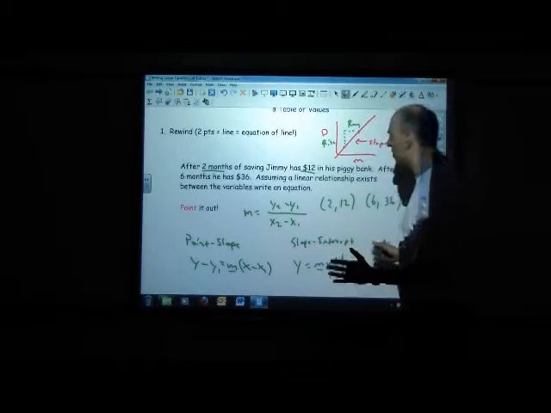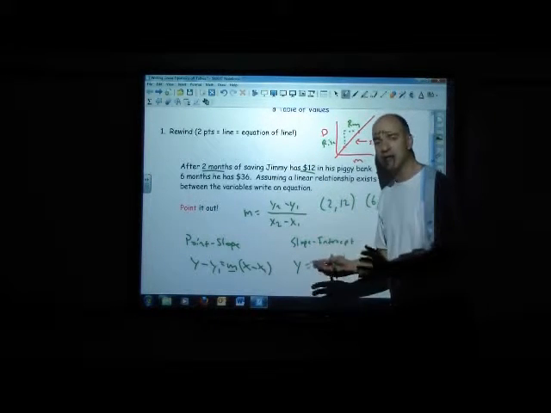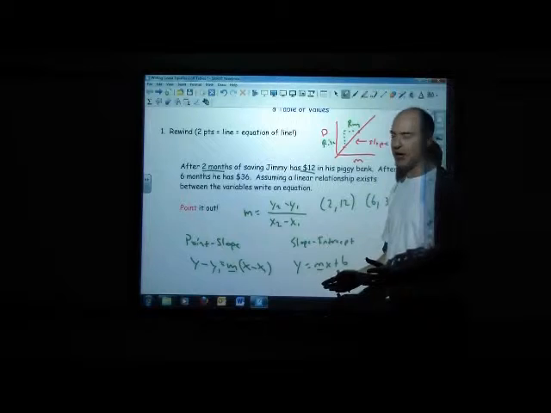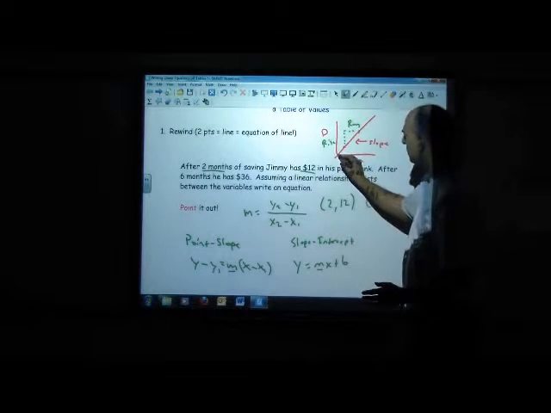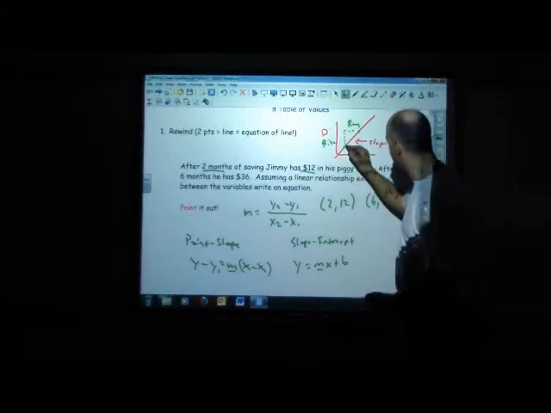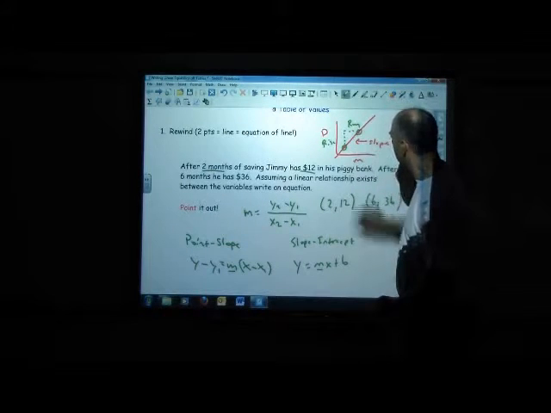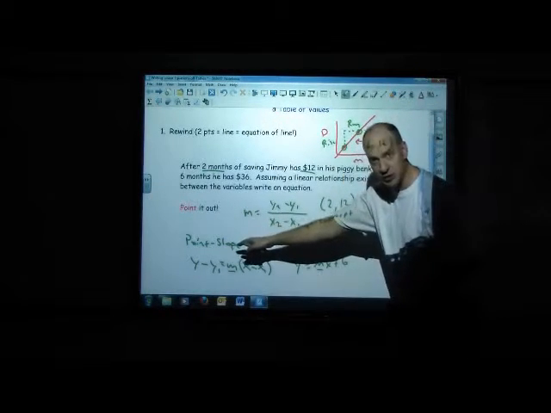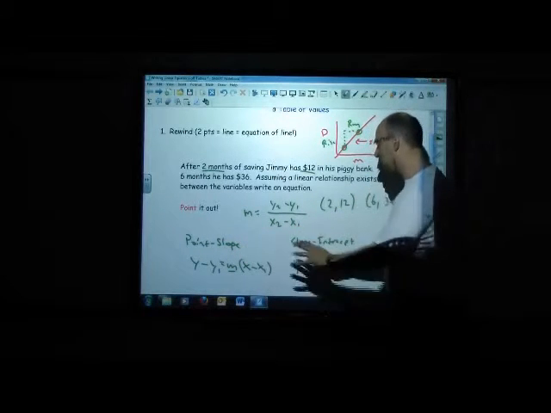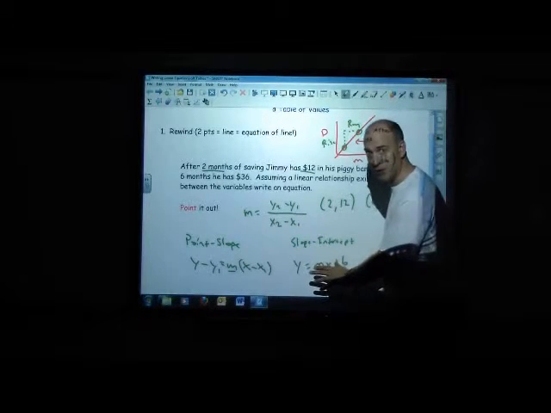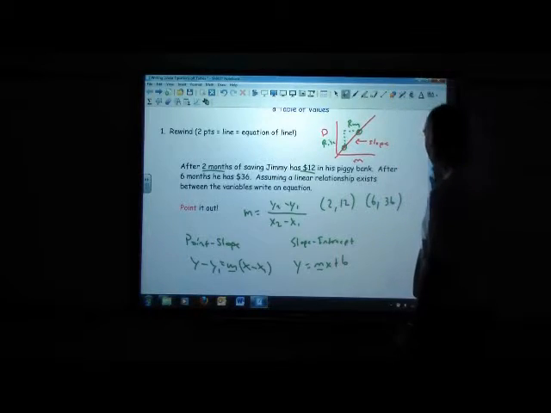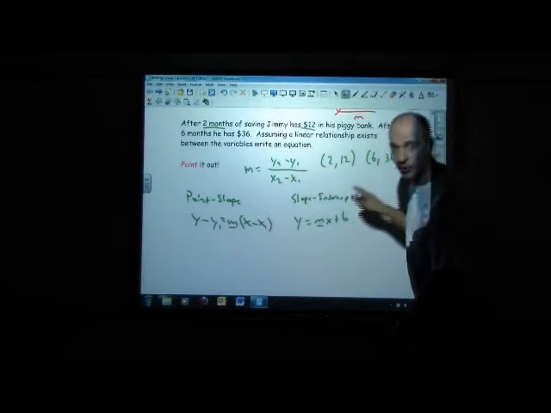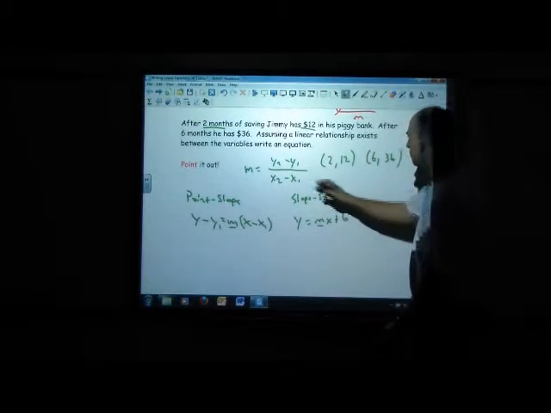So what we got to do is take what they give us and plug into the model that makes the most sense. Okay? And unless they give you a starting point here, and they didn't. They said 2 months in we're here, 6 months in we're here. They just gave us 2 points. I'm going to go into the point slope model, probably. But you can actually do it in a slope-intercept model as well, and I'll show you that also. You have to figure out the slope no matter what. So I'm going to do that.